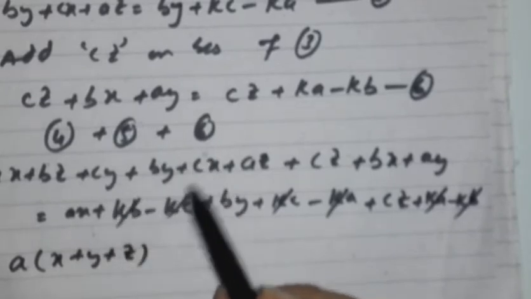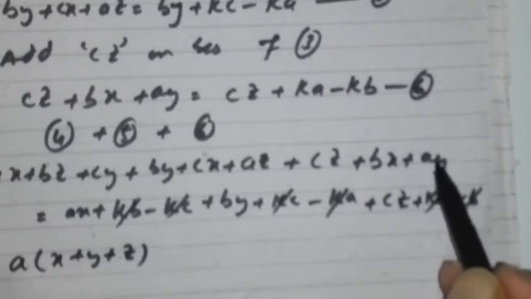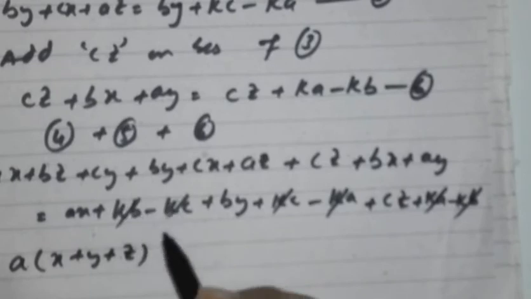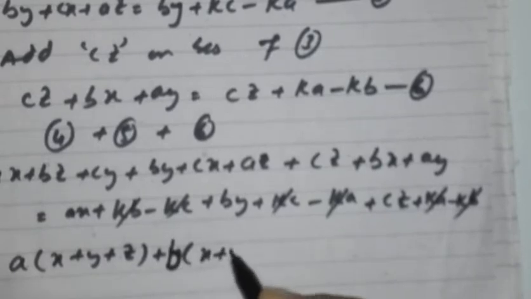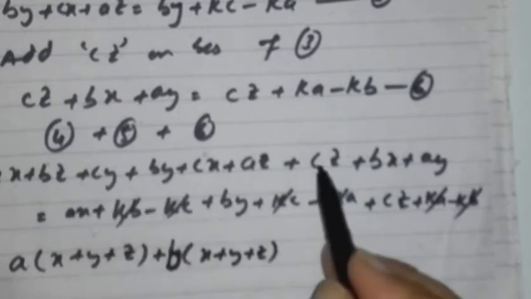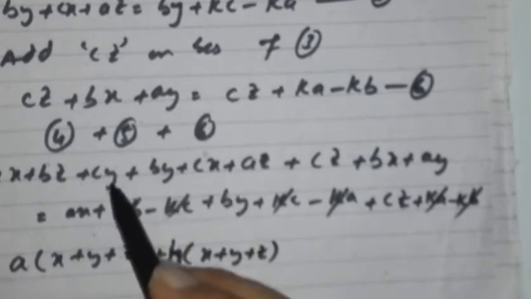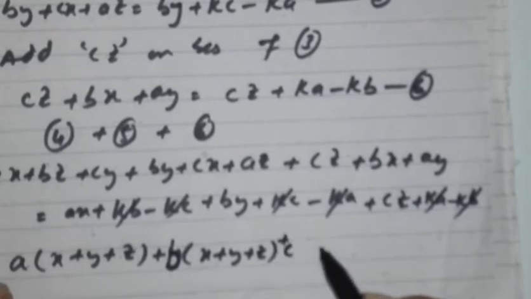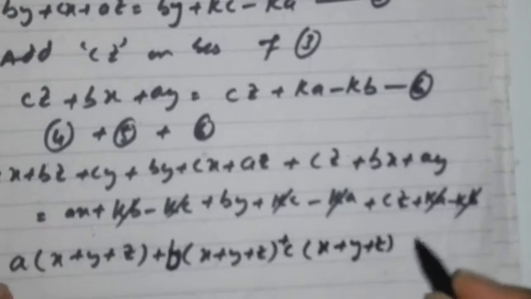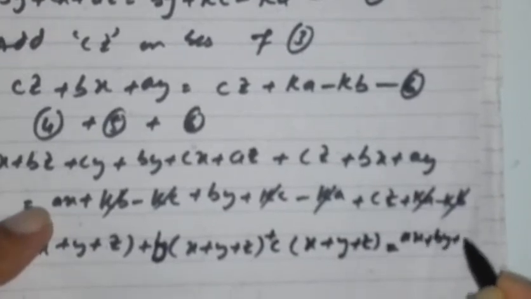Now look, this is by, this is ay, and this is cy. So take y common, so b common, so we get y times the same sum. Now look, this is cz, here is cx, and this is cy. So take c common, so here we get z times the sum, equals, on the right side here remains ax + by + cz.